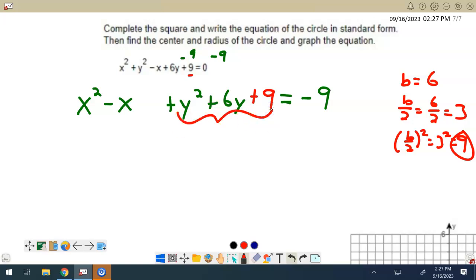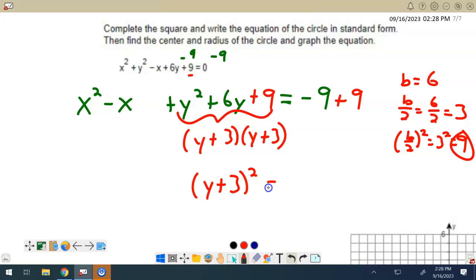If you add 9 to the left-hand side, you have to add 9 to the right-hand side. The y terms are going to factor as y plus 3 and y plus 3, which I can write as y plus 3 squared. So that takes care of y.